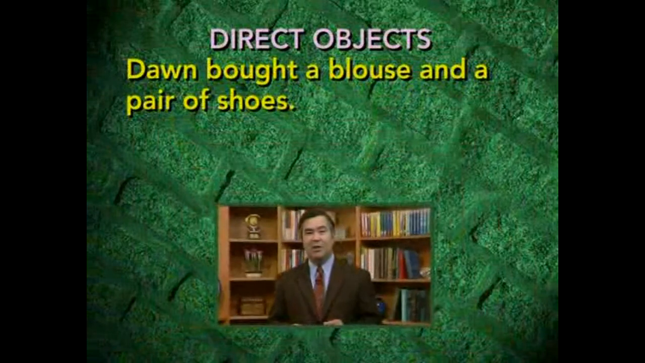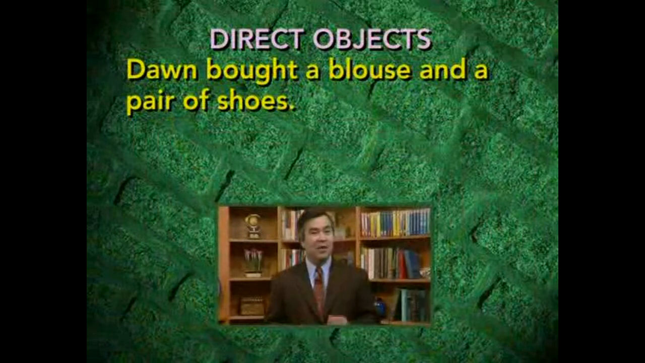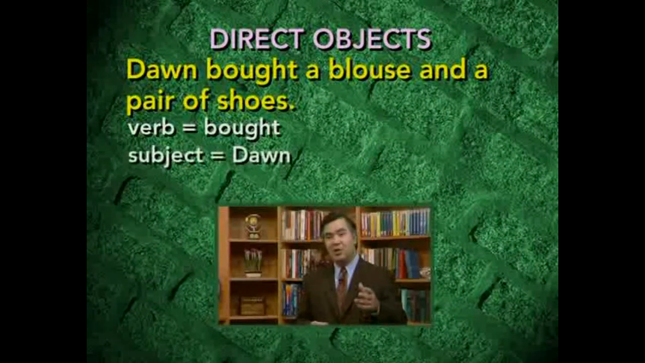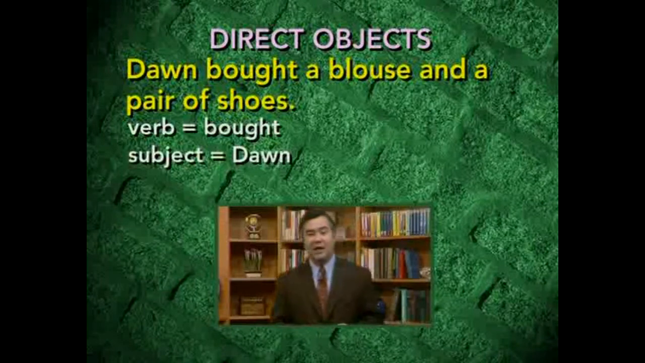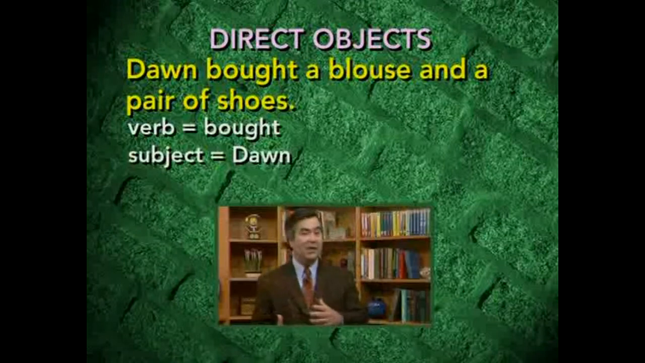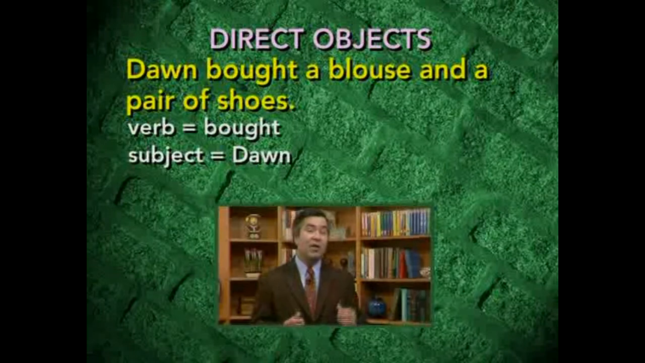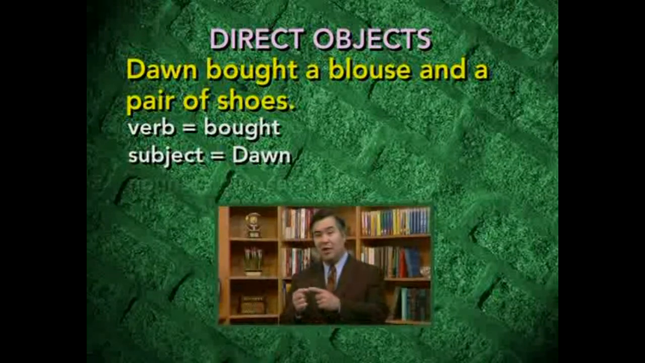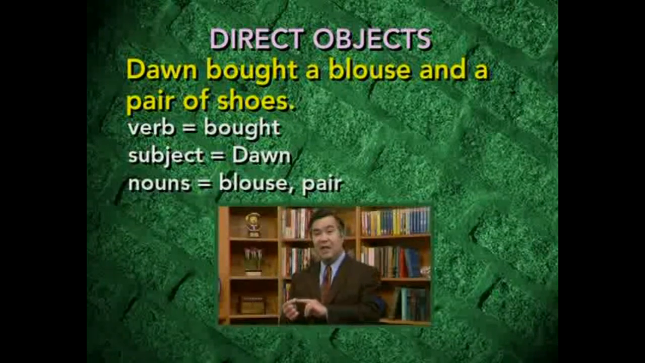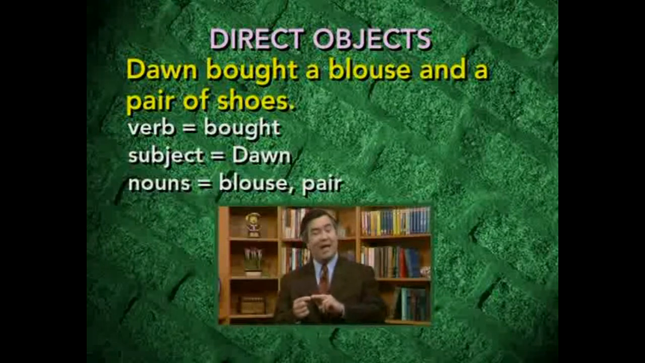Here's an example. Dawn bought a blouse and a pair of shoes. What's the verb in this sentence? The verb is bought. The subject, Dawn. She's the one who did the buying. Now, is there anything in the sentence that tells us what Dawn bought? Anything that receives the action of the buying? Well, the answer is there are really two things that Dawn bought. She bought a blouse and a pair of shoes. The two main nouns in those phrases would be the direct objects, blouse and pair.